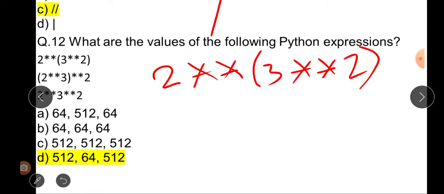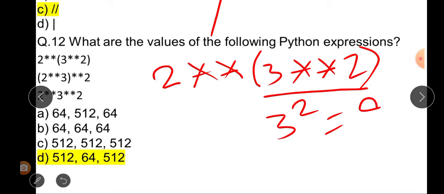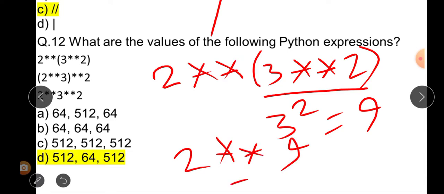So first of all, as we know, the bracket should be solved first. So this expression is solved first, and this means 3 power 2, and 3 power 2 is 9. Then 2 double star 9 is the expression we get after that. That means 2 power 9, and 2 power 9, as we know, is 512. So the first value is 512.